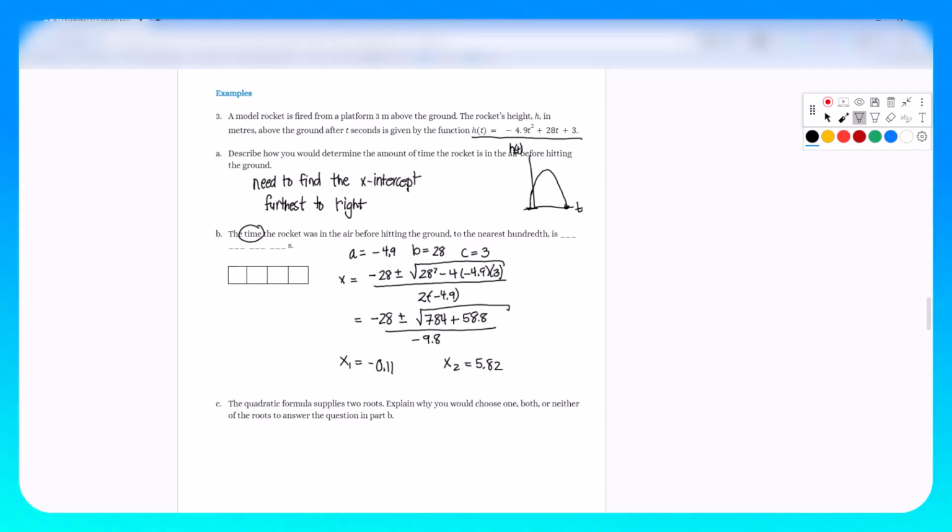Notice there's this little piece on the negative side. Well, in the context of the question, the time cannot be negative because we're starting after t seconds. So t must be greater than or equal to 0. Now I just noticed I did write x for this here. If you want to change these and make them t, you can go right ahead. I kind of default to x. I think most of us do. So that means this cannot be used. So our solution then would be 5.82.